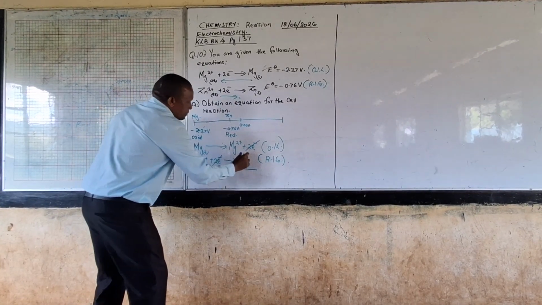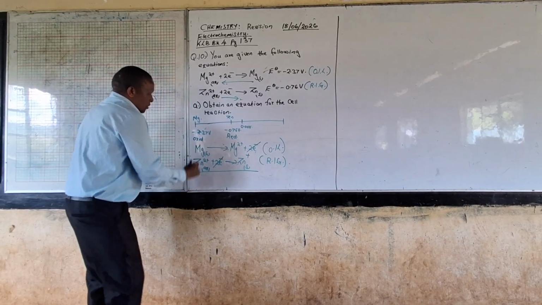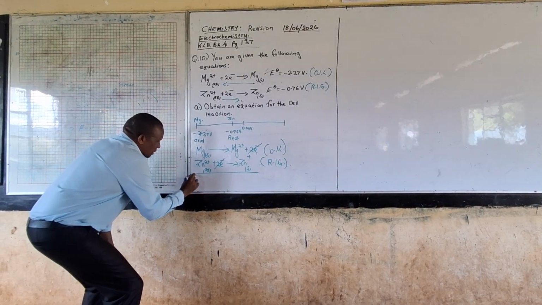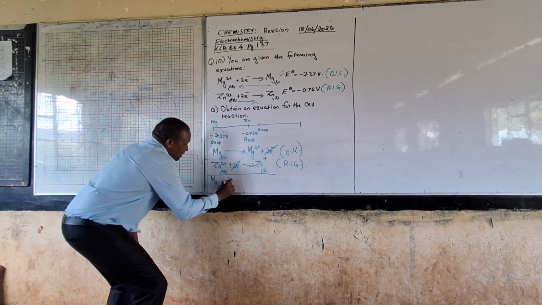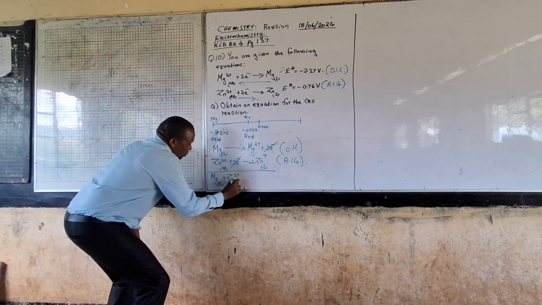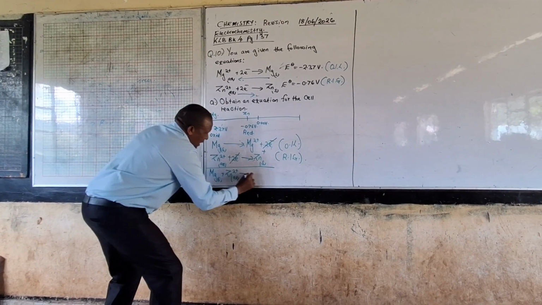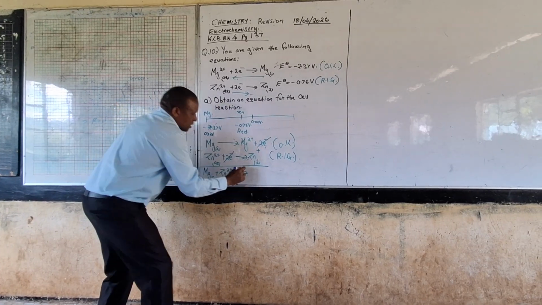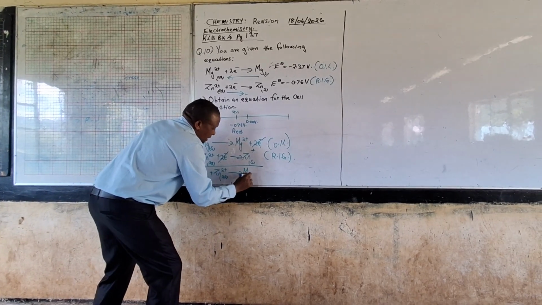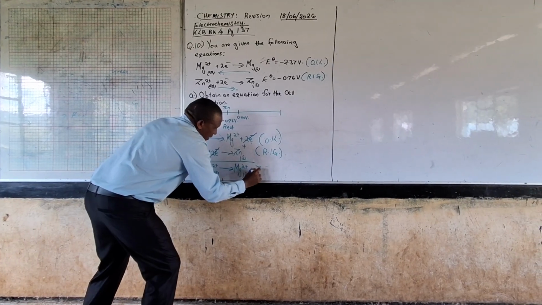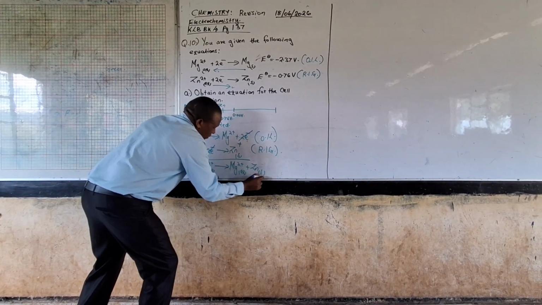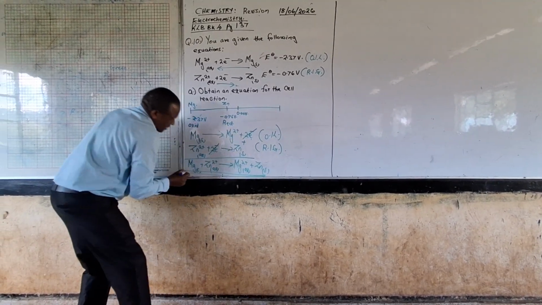Then you sum the two equations. So sum what is on the reactant side, it will be what? Magnesium, which is a solid, plus zinc ions, a solution. You go to the arrow, which are the products? Magnesium ions in solution and zinc, which is a solid. And this is the overall cell reaction in question.